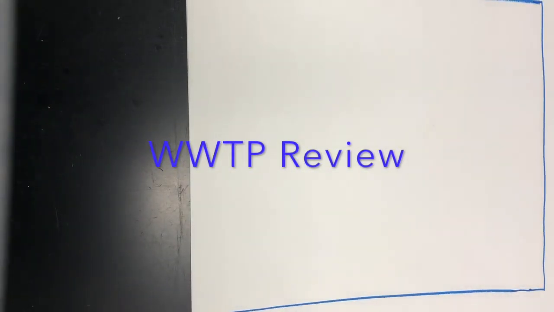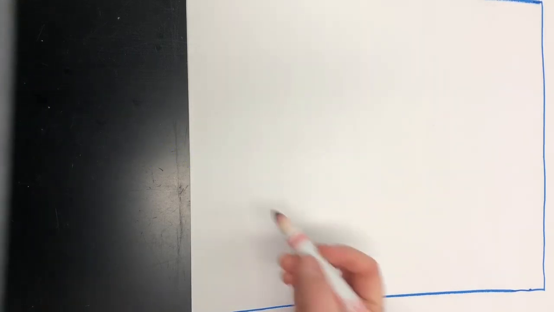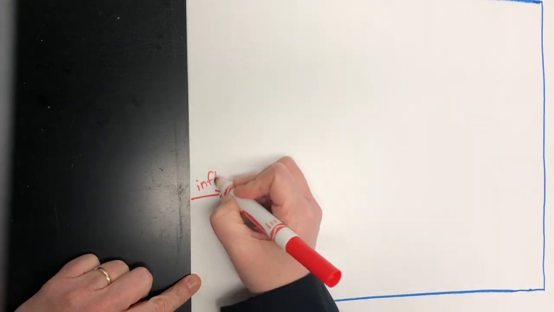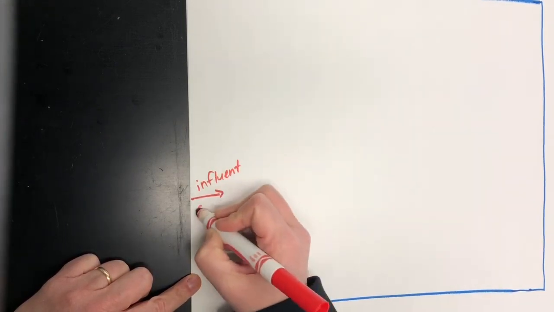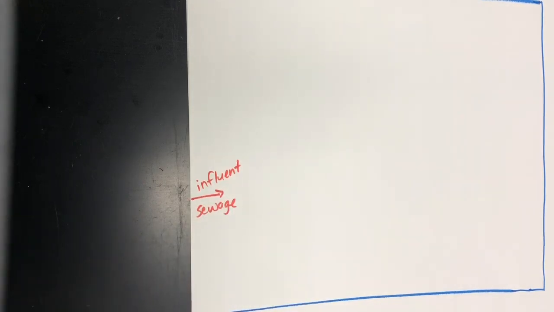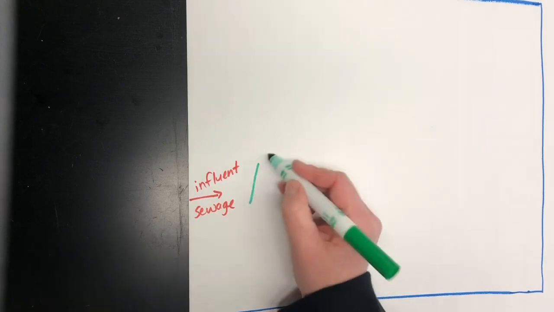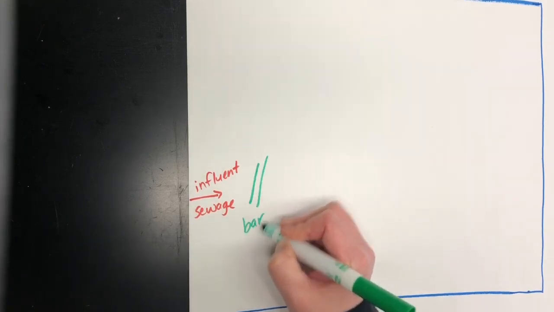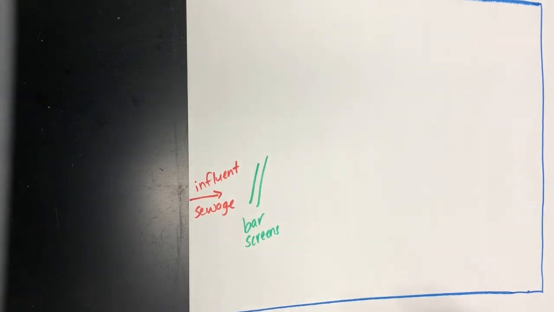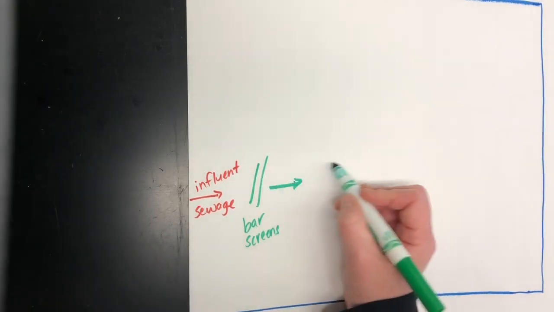So now we're going to talk about how we treat wastewater. So wastewater is sewage, okay? So we're going to start with the sewage coming in, and that's my influent, is sewage from people's homes. So the sewage is the influent, it flows in. The very first thing you're gonna have again is bar screens. Bar screens are protecting the plant from sticks and other things that may have come in.